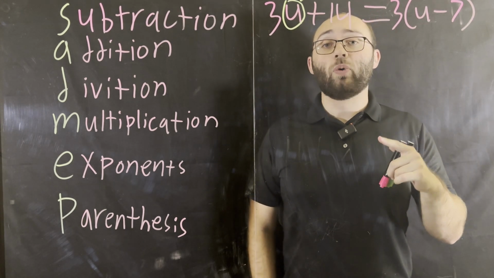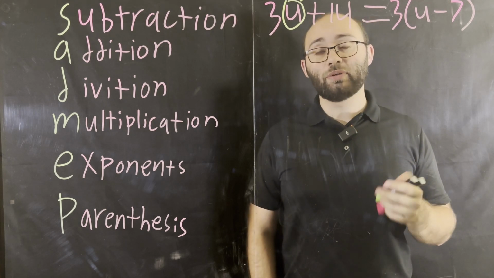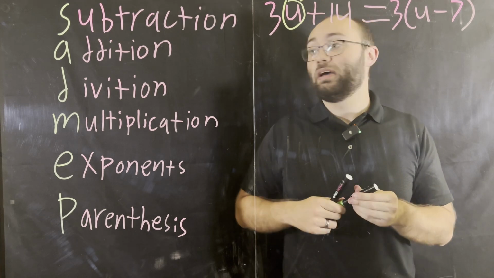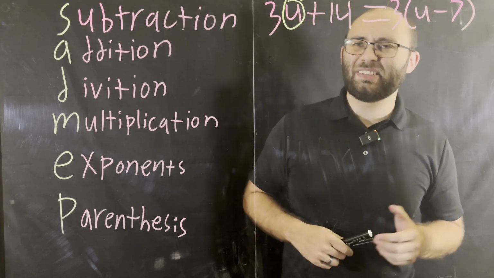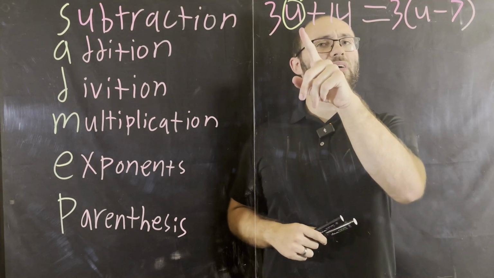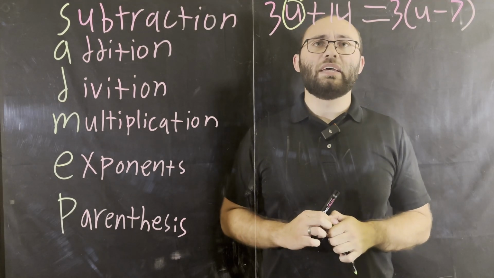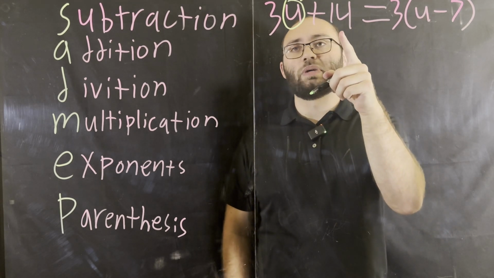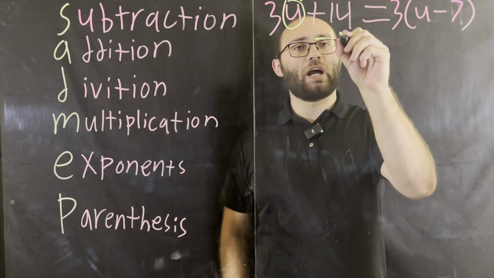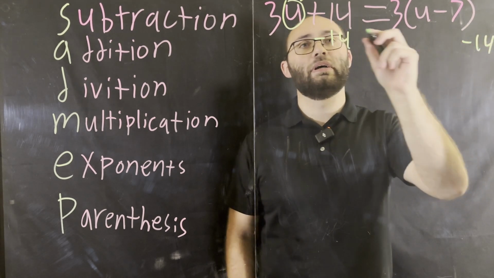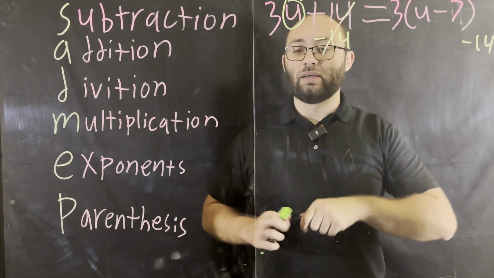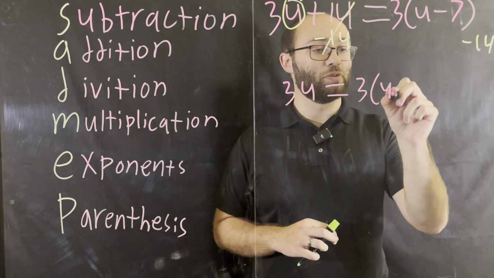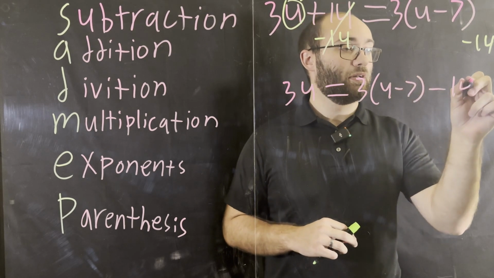We still only have one type of variable, so it is still only a one variable equation that we can solve for. Okay, let's follow our SADMEP and isolate our variable on this side of the equation. Let's get it all alone on this side. So I'm going to check here and see if there is any subtraction or addition. And there is. We have this 14 right here. So let's subtract 14 from both sides to move it over. Those cancel out. And over here, I'm left with 3u is equal to 3 times u minus 7 minus 14.